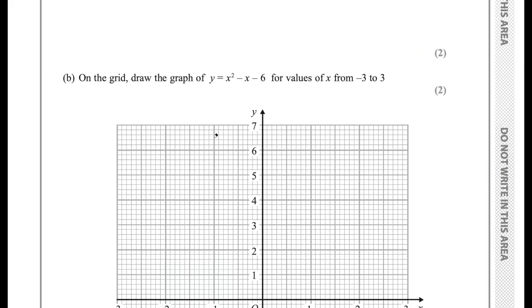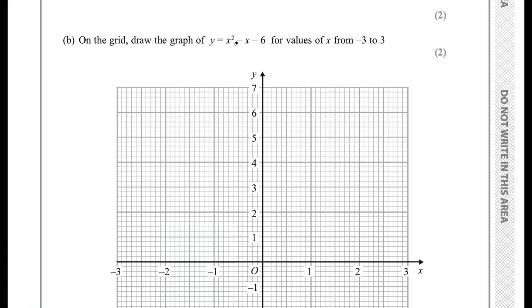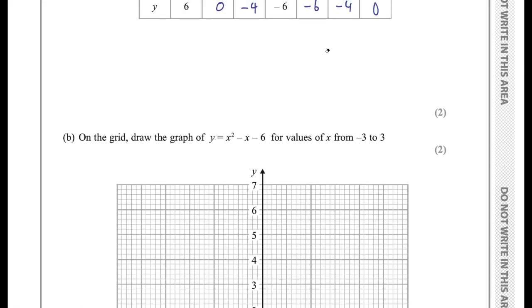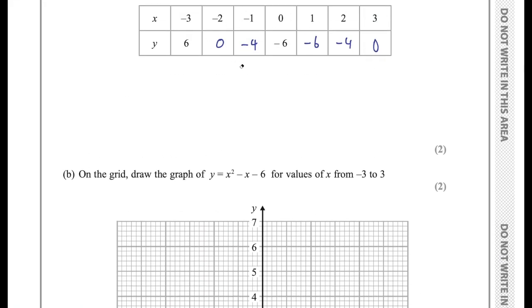Part B says on the grid, draw the graph of y equals x squared take x take 6 for the values of x from -3 to 3. Well, we have our table of values now. We need to plot these points on the graph and then draw our graph in. So the first point will be at -3, 6.